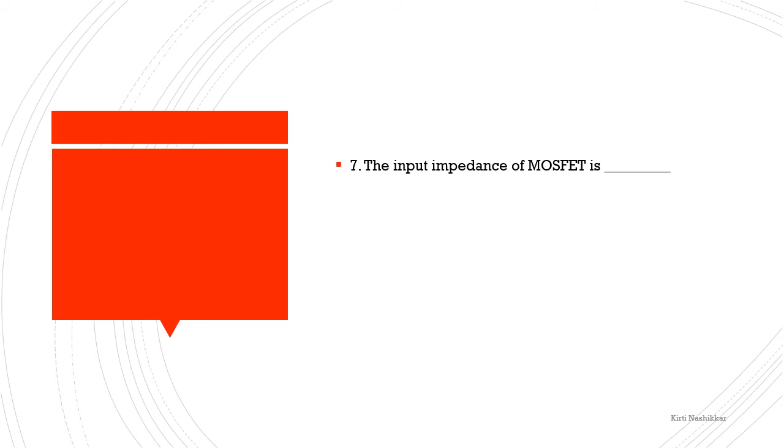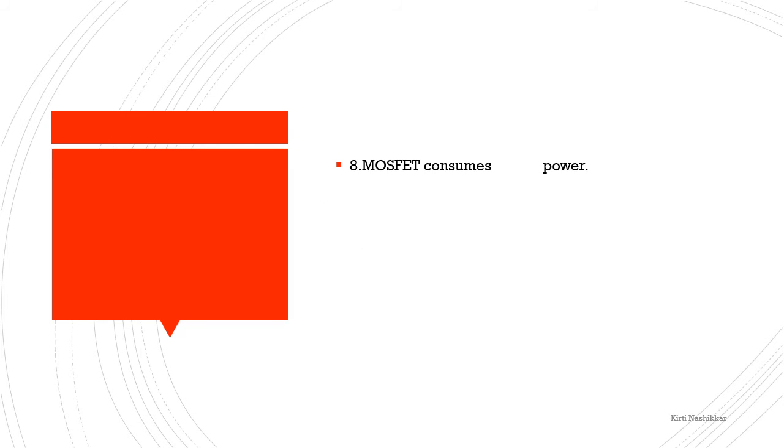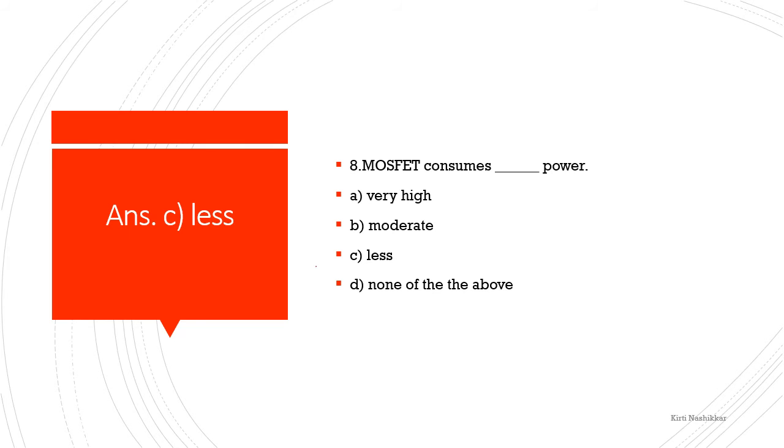Now, the input impedance of a MOSFET is actually in mega ohms, which is very high. So option A is correct. MOSFET consumes dash power. Actually, a MOSFET requires very little power for its working. Option C is the correct option here.